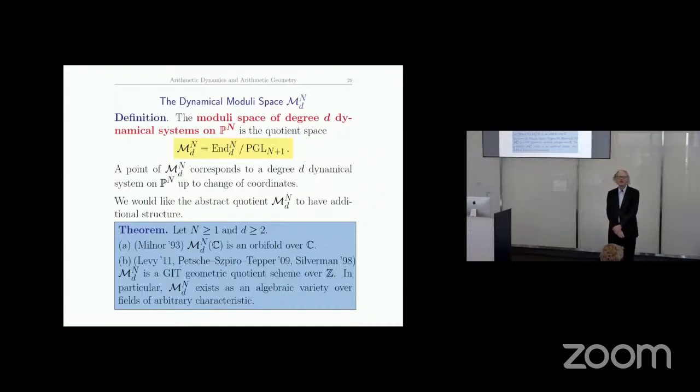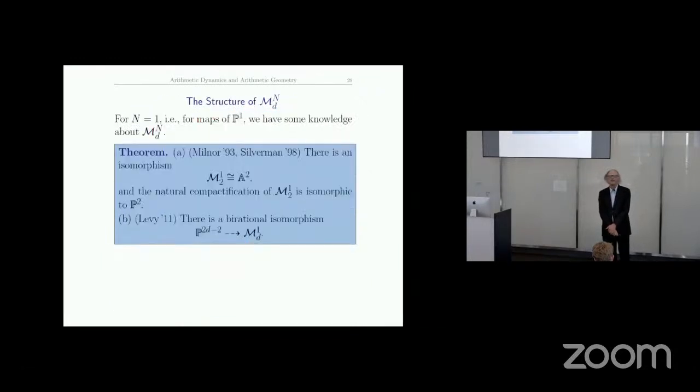It's a scheme over Z in the sense of geometric invariant theory. In particular, if those words don't mean much, that's fine. It means that these quotients exist as nice algebraic varieties defined over fields of any characteristic. So you can do characteristic P dynamics as well as complex dynamics with them. Beyond that, we don't know that much about these spaces. There are a lot of open questions.